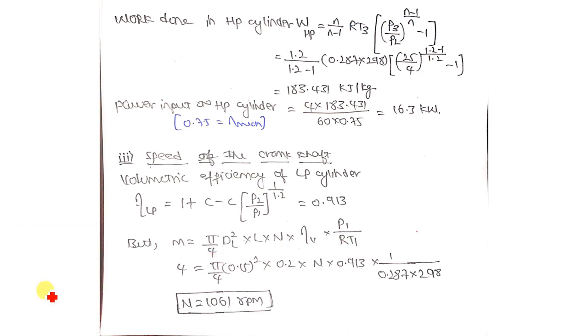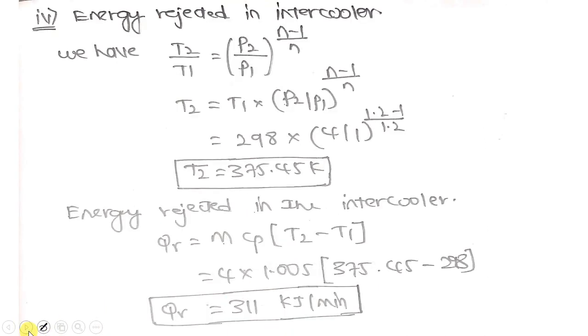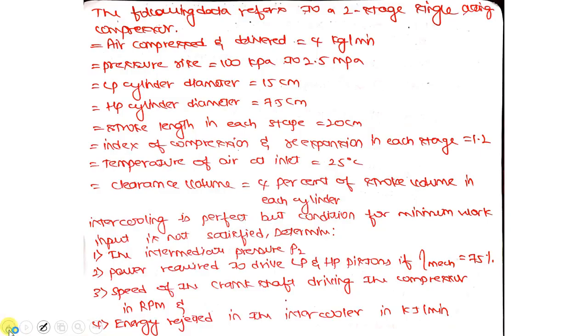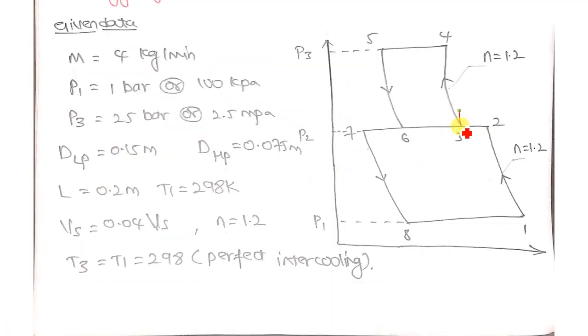Now we have to calculate the energy rejected by the intercooler. Where is the intercooler? Here is your intercooler, so it functions from here to here. You have to take Cp. It functions at constant pressure, so the heat loss is given by Cp times the temperature difference, from state 3 to 2.